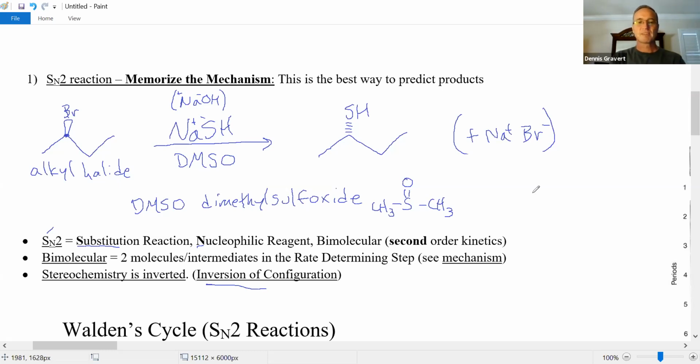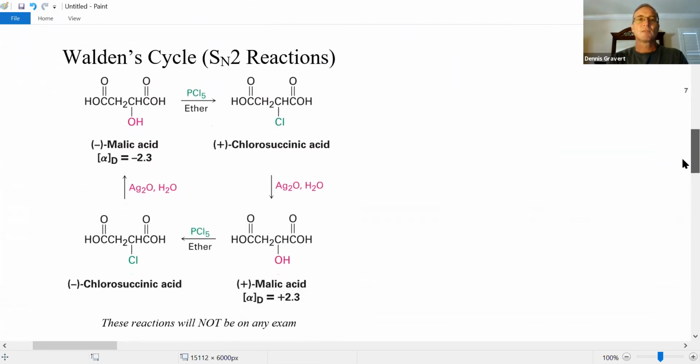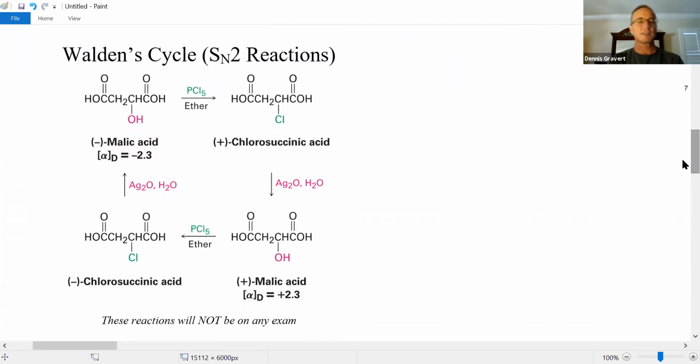Okay, let's look at a little history of where this came about, or how scientists discovered it. Well, Walden here did this series of reactions. You don't have to memorize this. It's just kind of interesting, and it gives you an insight as to how chemists do science and figure out these reaction mechanisms.